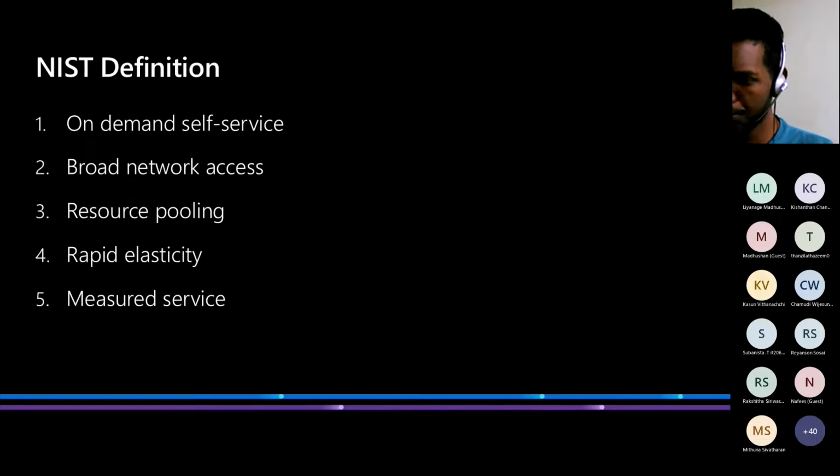So basically, the level of services through the dashboard without contacting service providers, right? So without contacting service providers, you can access and reduce the level of hardware and resources you can use. And then broad network access.